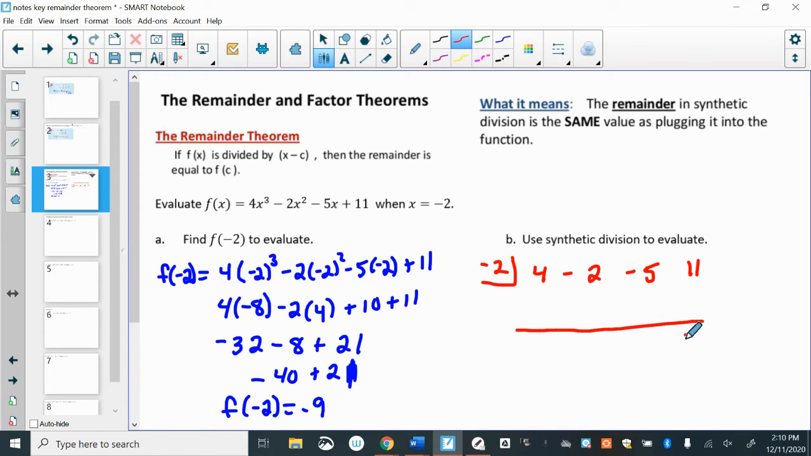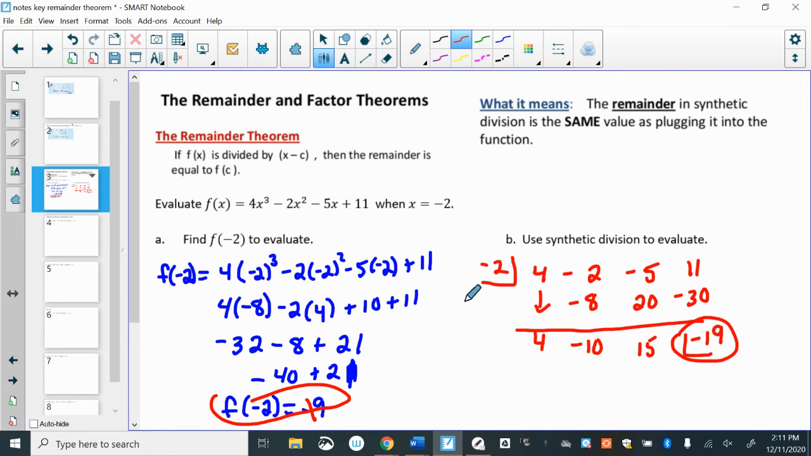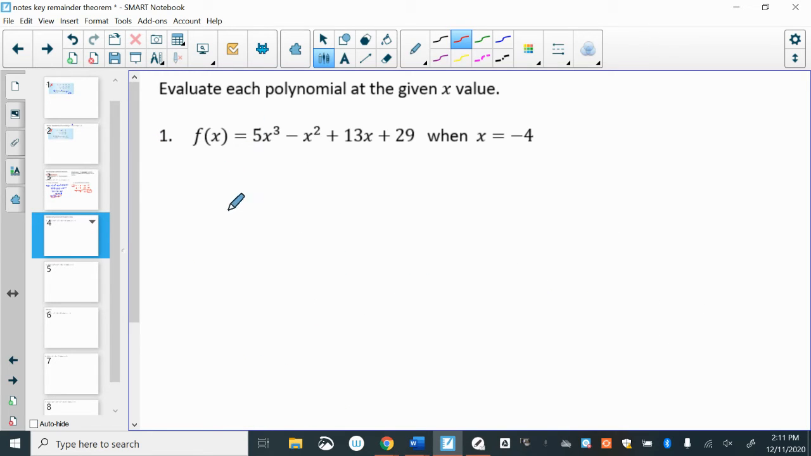We draw the line. We have our remainder catcher. We bring down the 4, and we start the synthetic division. 4 times -2 is -8. -10 times -2 is 20. It's going to get us 15 here. 15 times -2 is -30. And what we get is -19. It should have been a 19 here. And we can see that we came up with the same result. So basically, you can figure out and solve for f of something using synthetic division.